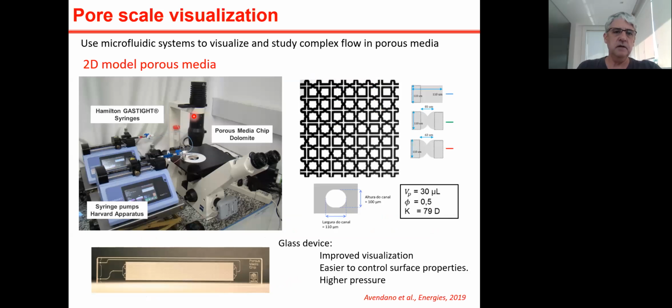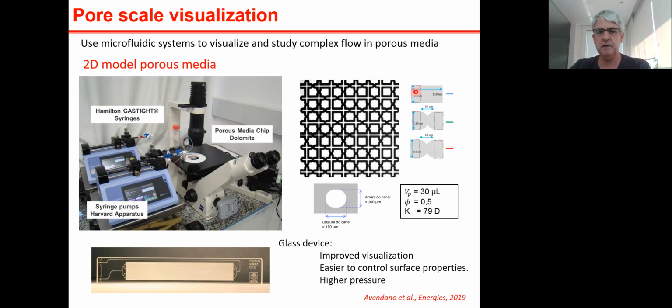In order to study this pore scale flow, we use visualization. I'm going to show here two types of visualization that we use. The first one is a two-dimensional visualization. So we use a model porous media in two dimensions, which is made out of a regular network of constricted capillaries. So you have capillaries of different sizes, and these are randomly distributed over the network.